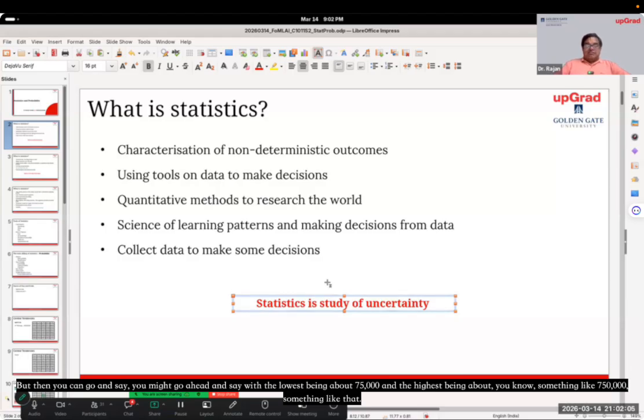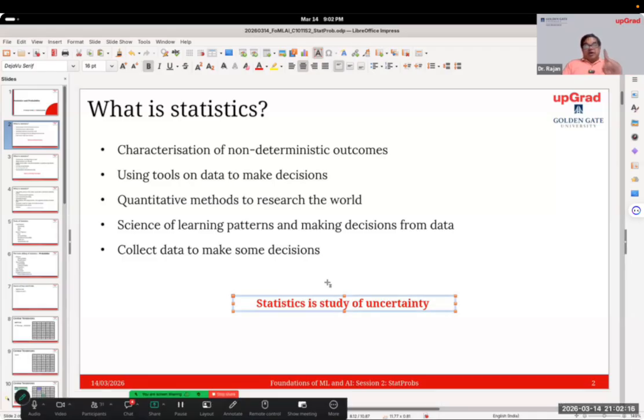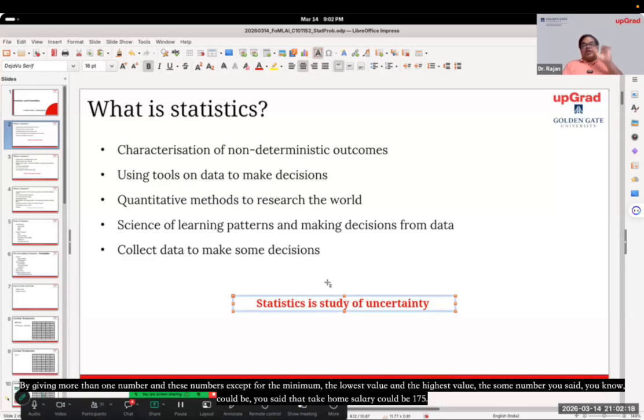Okay? Something like that. So now what you have done? You have answered this question, and you have implied that there is uncertainty. How did you imply that? By giving more than one number.